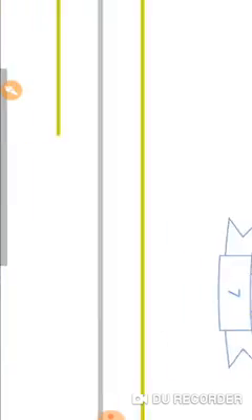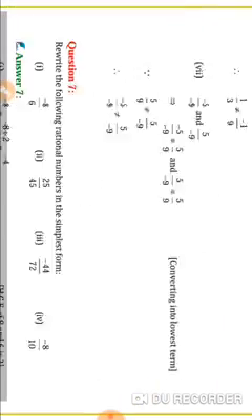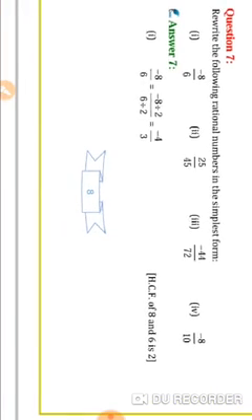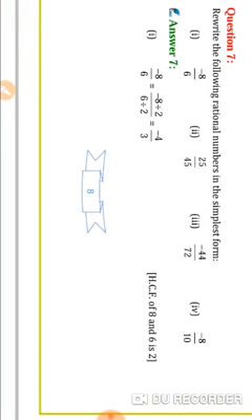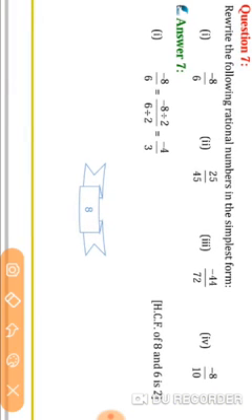Okay, then go for the next question. Rewrite the following rational numbers in the simplest form. See, in the simplest form, you know that by cancellation of the common factor in the numerator and denominator, as in fractions you have studied, in the same way. So 2 is a common factor of 8 and 6, 2 3s are 6, 2 4s are 8. So minus 4 by 3. In the same way, 5 5s are 25, 5 9s are 45. So 5 by 9. Like that. Okay, it is also the same.